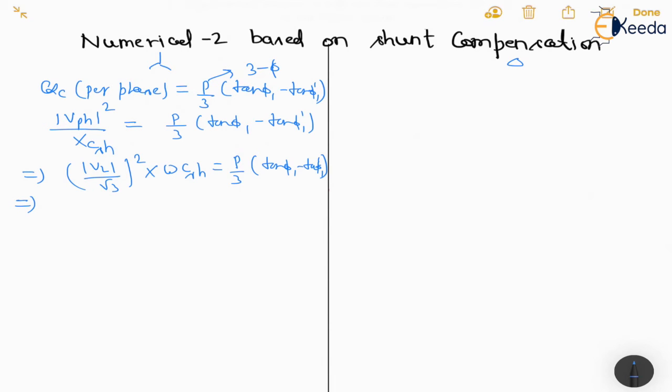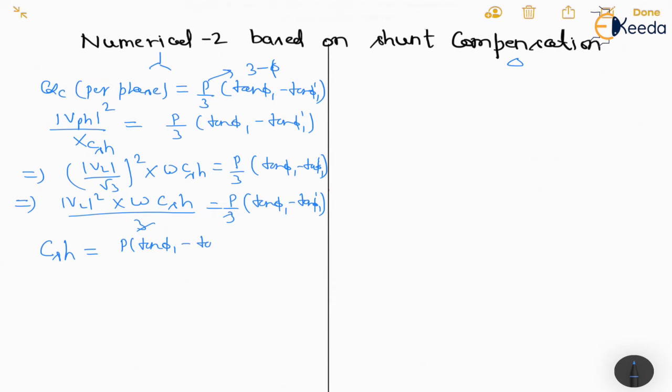So from here we can write this VL square into omega CSH upon 3 is equal to P by 3 into tan of phi 1 minus tan of phi 1 dash. So 3 will be cancelled out, and you can calculate CSH is equal to P into tan of phi 1 minus tan of phi 1 dash upon VL square into omega, where omega means 2 pi into F. So this is how we can calculate the CSH.